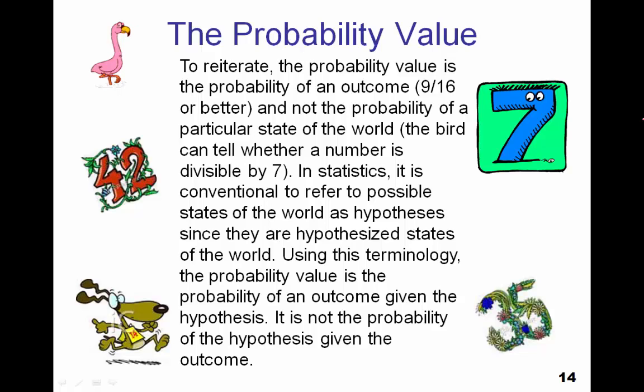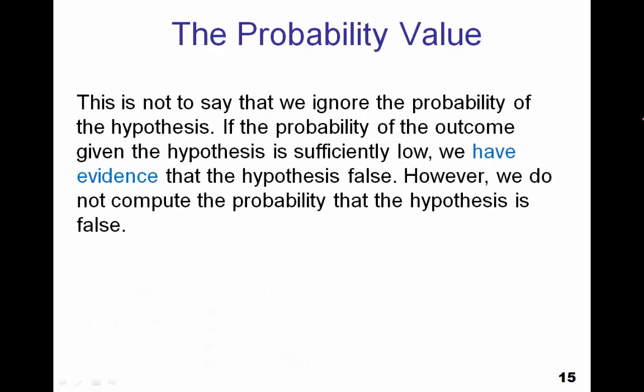In statistics, it is conventional to refer to possible states of the world as hypotheses, since they are hypothesized states of the world. Using this terminology, the probability value is the probability of an outcome given the hypothesis. It is not the probability of the hypothesis given the outcome. This is not to say that we ignore the probability of the hypothesis. If the probability of the outcome given the hypothesis is sufficiently low, we have evidence that the hypothesis is false. However, we do not compute the probability that the hypothesis is false.